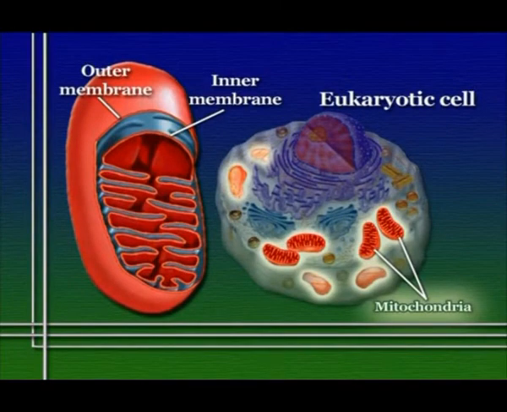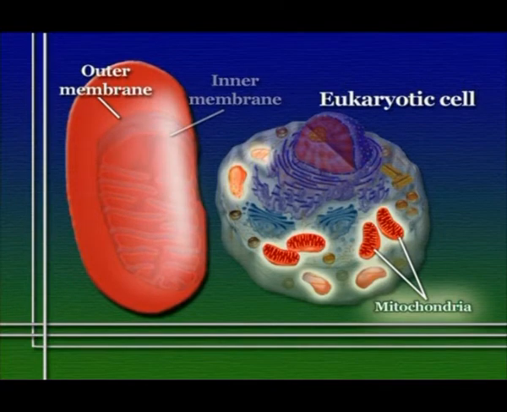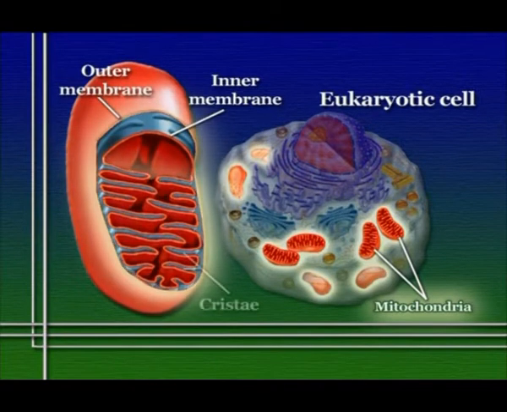Now, like all organelles, mitochondria are enclosed by lipid bilayer membranes. But the mitochondrion actually has two membranes, not just one. There's a smooth outer membrane that defines the boundary of the organelle. But there's also a much more convoluted inner membrane. This inner membrane folds back and forth on the inside of the mitochondrion, creating a set of in-pocketings that extend into the center of the organelle. We call these in-pocketings cristae.